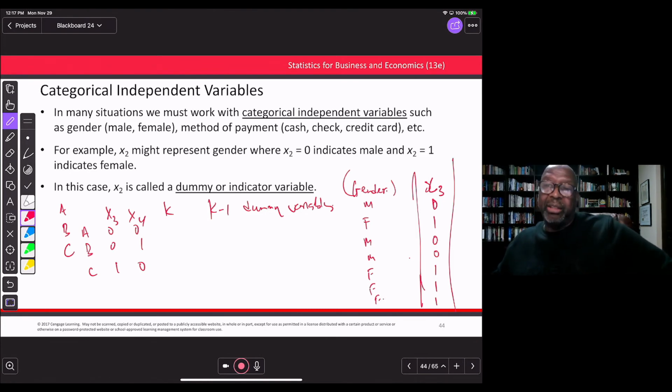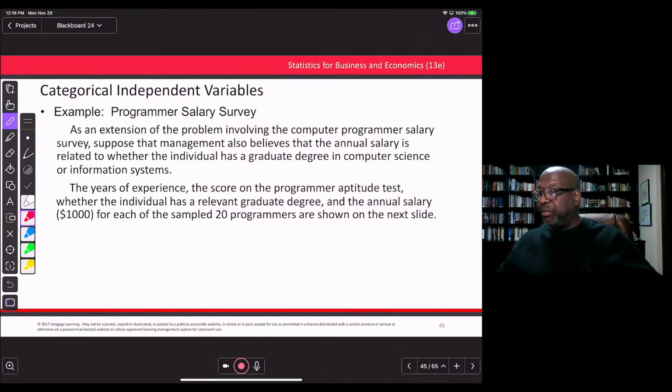So you could do that so that you could actually run the regression equation and take into consideration the dummy variables, or the categorical variable.